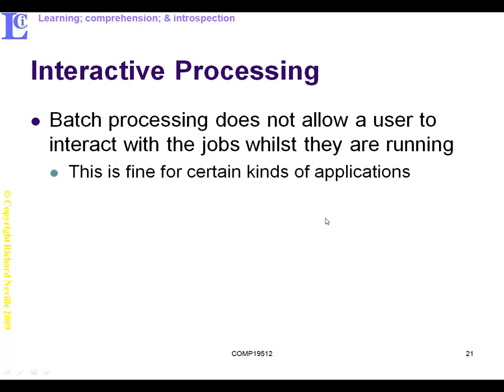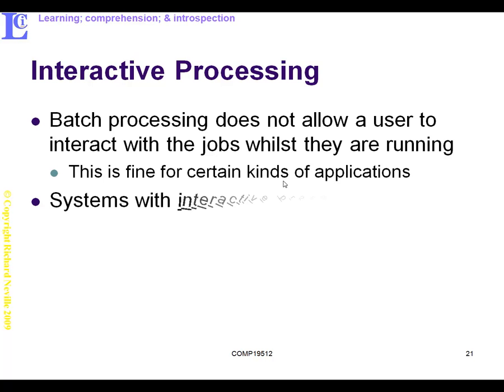Now let's think about this, because batches, as we've said, don't allow any interaction while the batch is running on the machine. So it doesn't allow a user to do anything, input data, modify things. So it's important to realize if we need to do something, the naming convention for it is interactive processing, where the user needs to interact with the jobs while they're running. So that's what we might need to do.